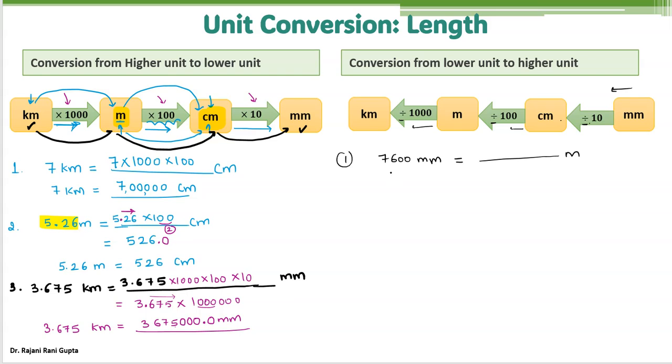So let's see this example. We have 7600 millimeter. We want to know how many meters it is. So from millimeter, we need to reach meters. So it means we have to go through centimeter, and then from centimeter we will reach meters. So we adopt the same procedure: 7600, and then divided by, from millimeter to centimeter, we have to divide by 10. Then again, from centimeter to meter, we have to divide by 100.